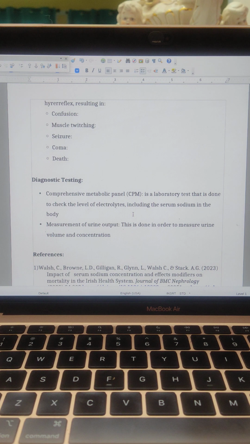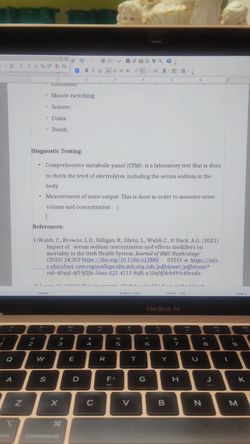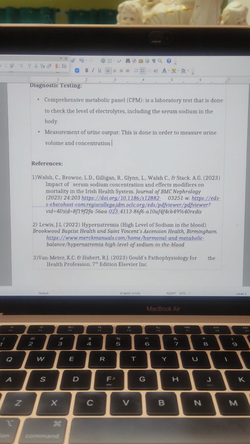Some diagnostic testing that can be done to diagnose hypernatremia includes a comprehensive metabolic panel, which is just a lab that is done to test the levels of electrolytes in the body, including the sodium level. Measurement of the urine output can be done as well in order to measure the urine volume and concentration, which will tell us about the sodium level in the body.